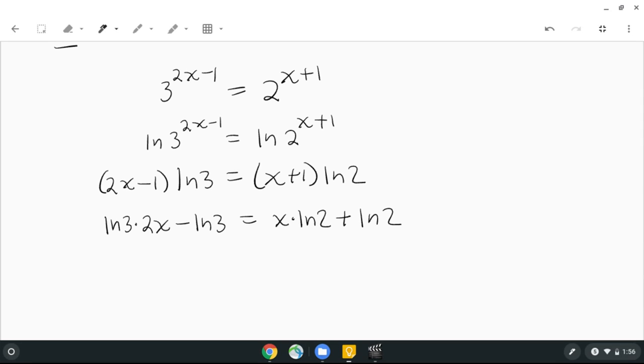All right, so now here, what you want to do is gather all the x terms on one side and gather all of the non-x terms on the other side. So I'll subtract this one to bring it over here with this one.